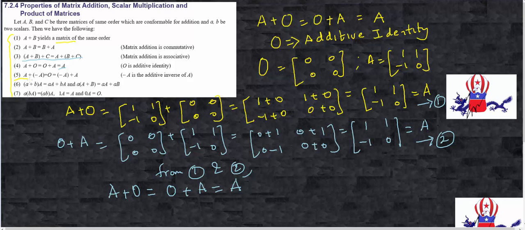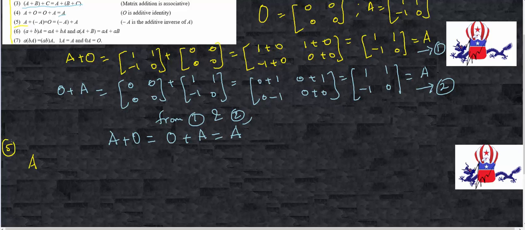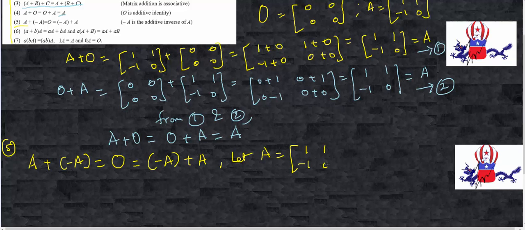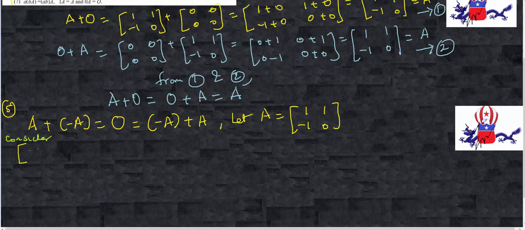Okay, let's move on to property number 5. This is called the inverse operation. Negative A is the additive inverse of A. Now A added with negative of A would give me the null matrix, which in turn is nothing but negative of A being added with A. Now let us take the same matrix. So A is 1, 1, negative 1, and 0. Consider A added with the negative of A.